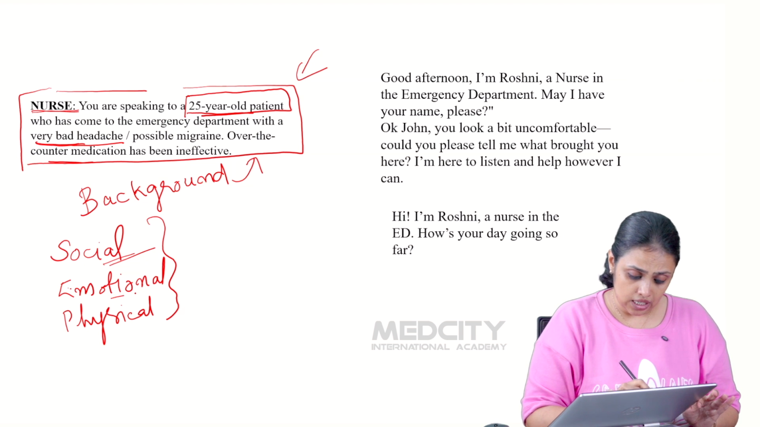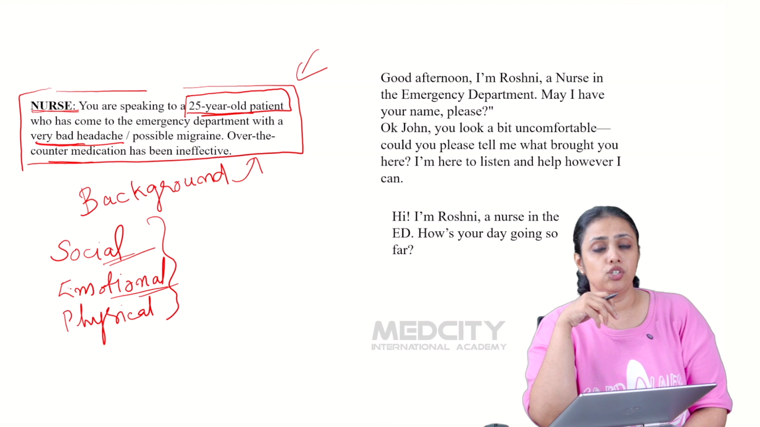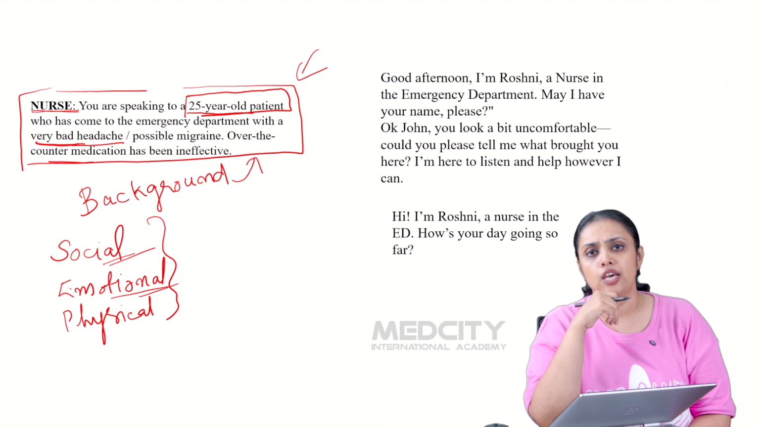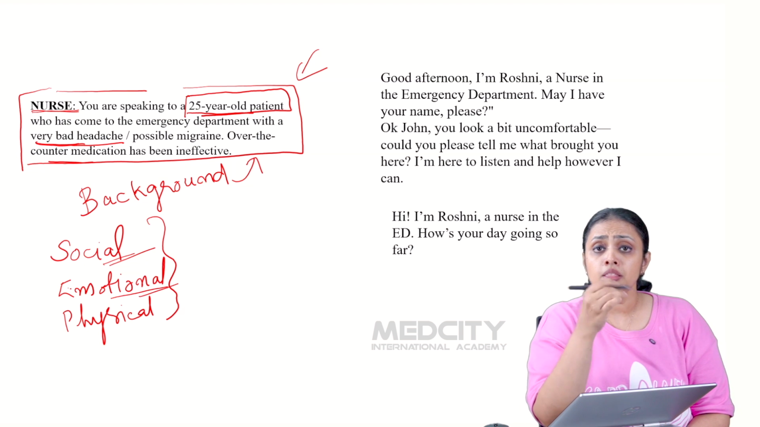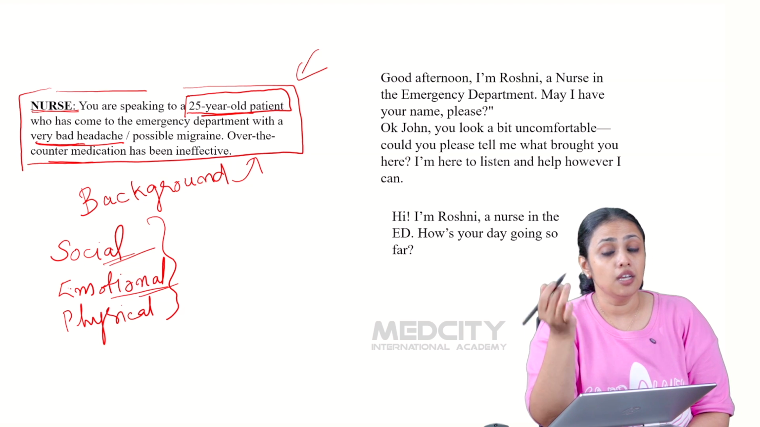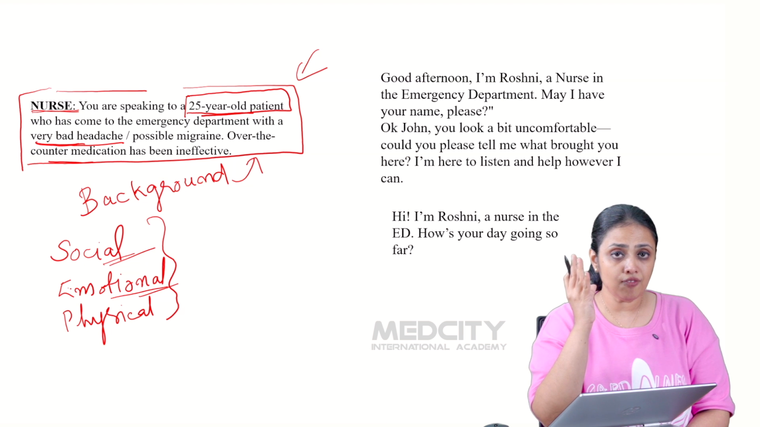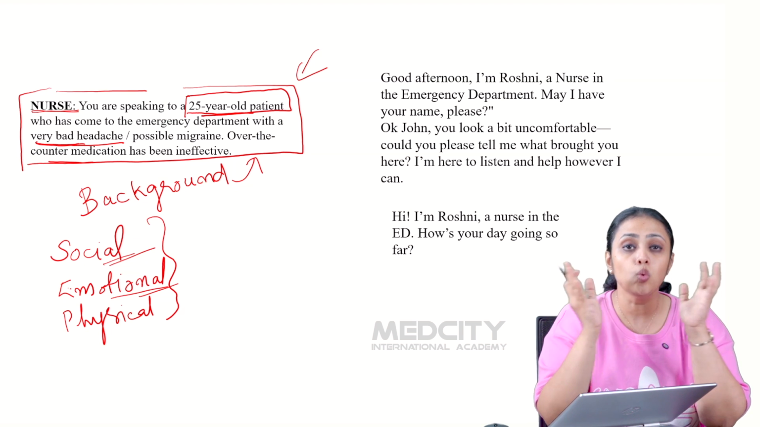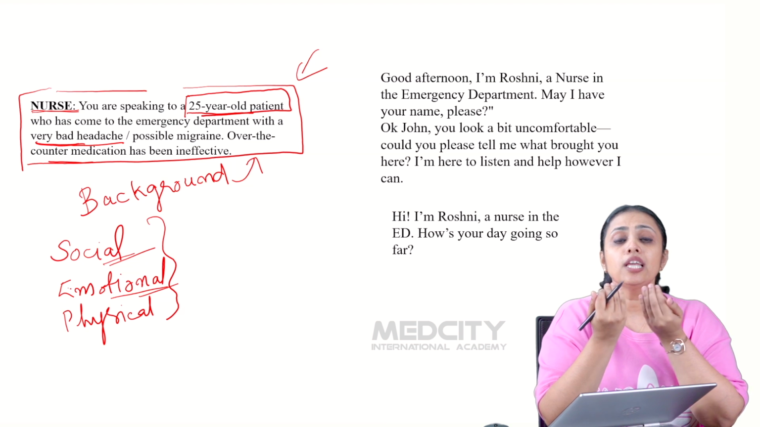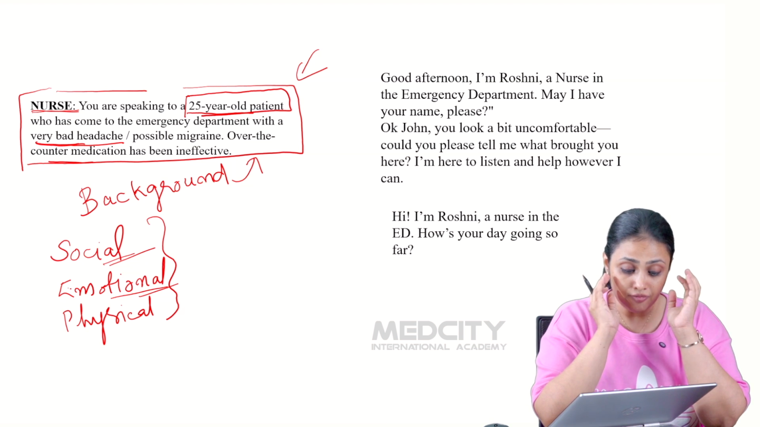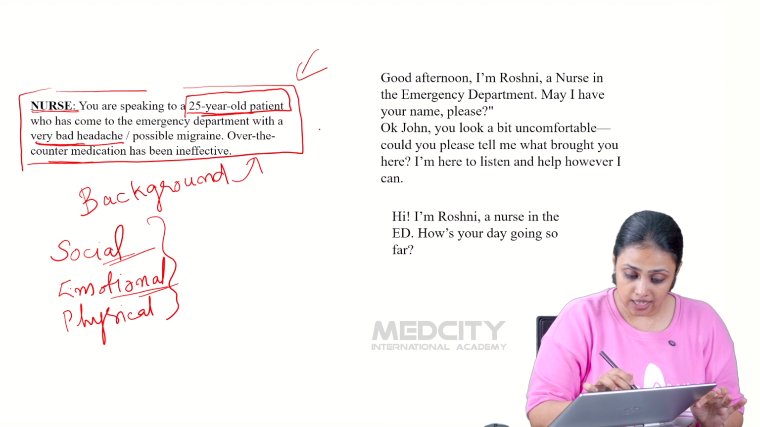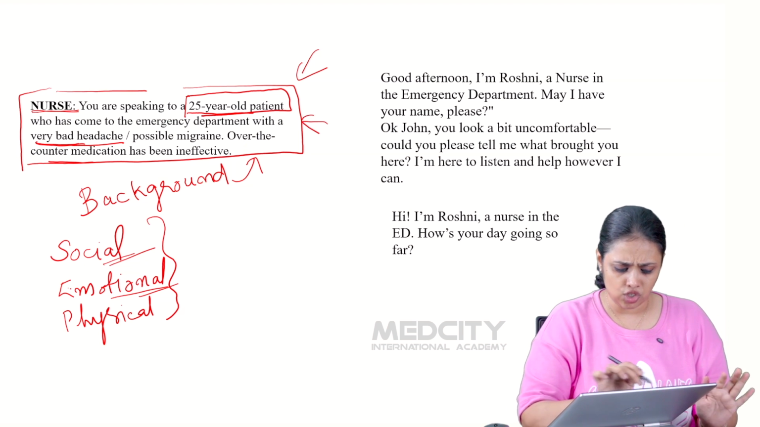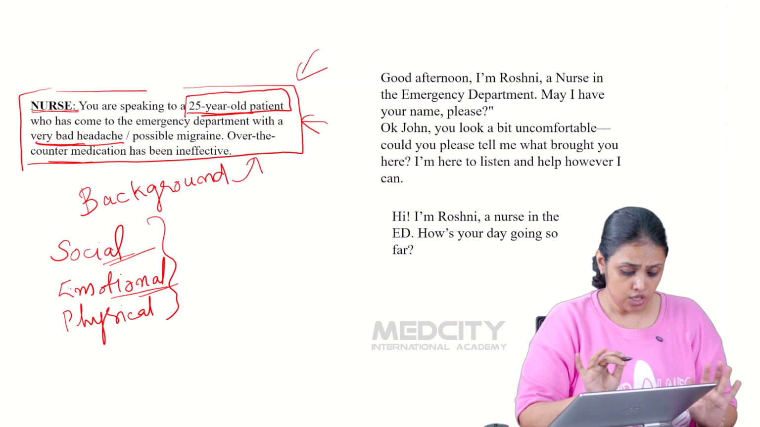Then, the emotional state of the patient can also sometimes be understood from this background information or the scenario. Sometimes it will be given here: the patient is anxious, the patient is worried, the patient is confused. So you are equipped with that idea. I'm going to meet somebody who is anxious and worried. So accordingly, you will be adjusting your tone. For that reason, this is another reason why you have to read this background information. Now here, no such emotional aspect is mentioned, so it's fine.